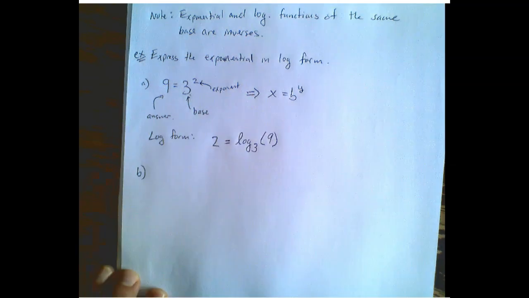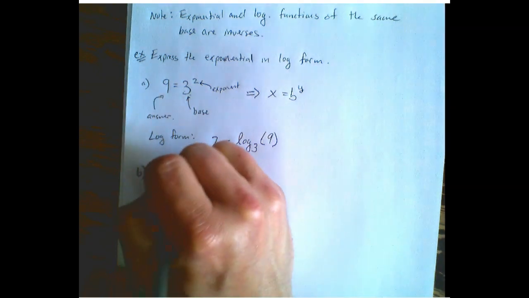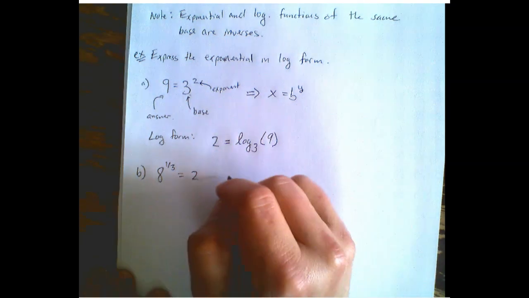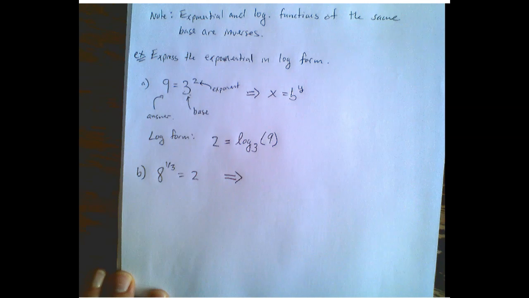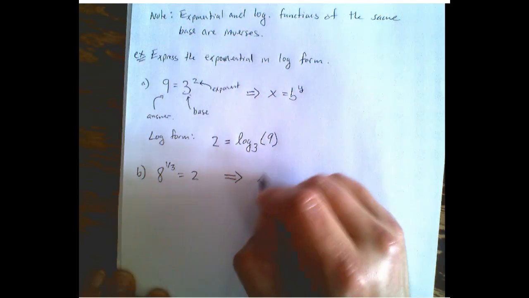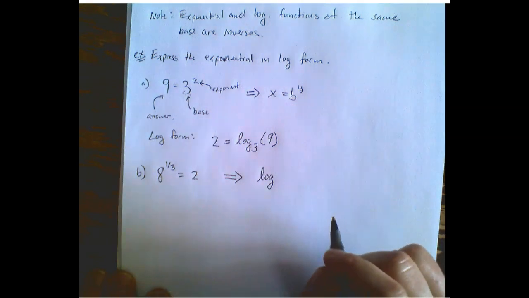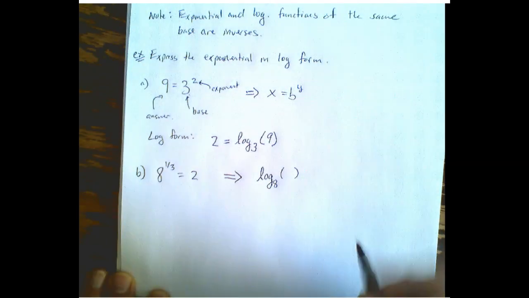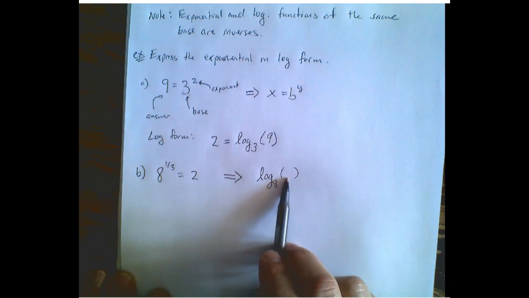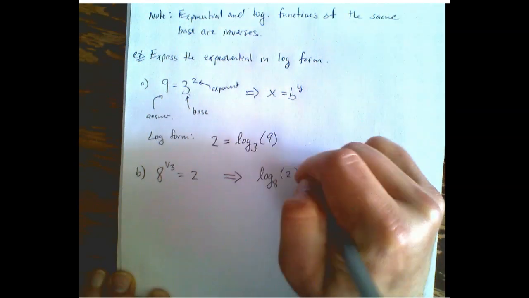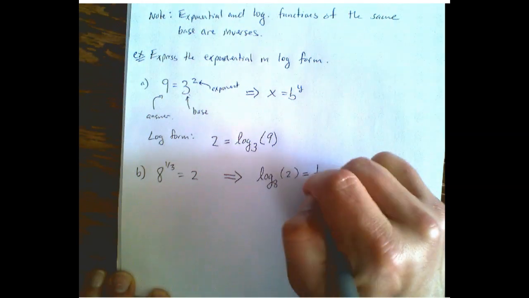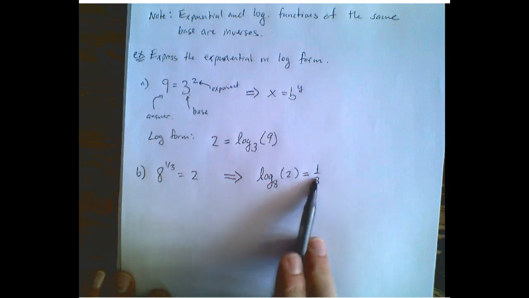Let's rewrite another one. How about 8 to the 1/3 equals 2? So here's our exponential form. If we go to logarithmic form, we would have log of, what's the base? Well, the base is 8. Now the big number is always the answer, so that would be 2. And logs are always equal to the exponent, so this would be 1/3. So log base 8 of 2 is equal to 1/3.